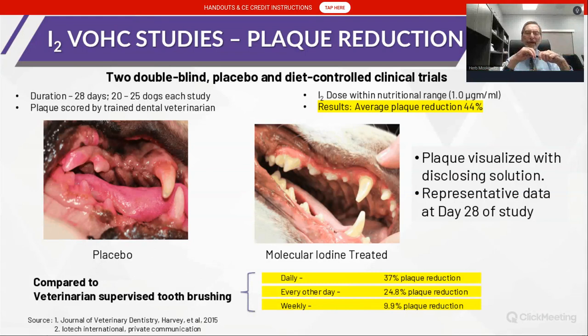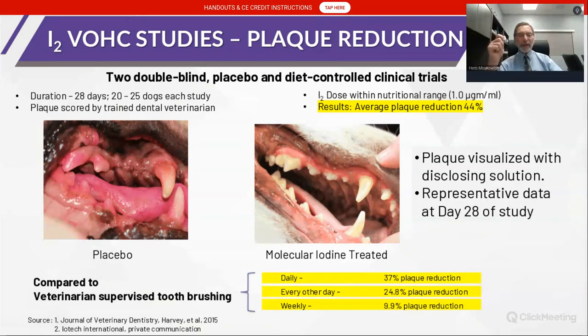What they found was after 1 month that the dogs that had the iodine added to the drinking water had 44% less plaque than the dogs that did not have the iodine added to the drinking water. 44% less plaque. So just file that in the back of your mind for a second. What makes that important is that there was another study which was published in the Journal of Veterinary Dentistry.